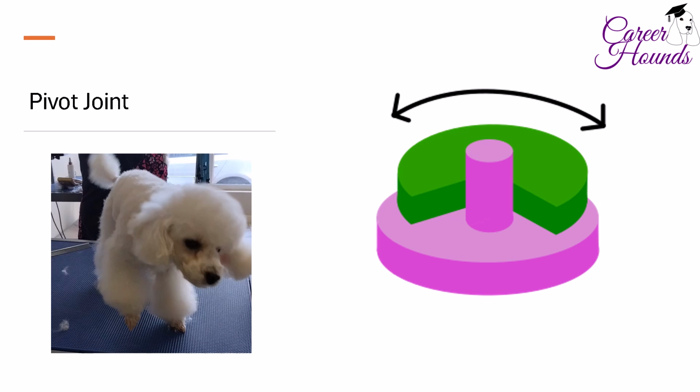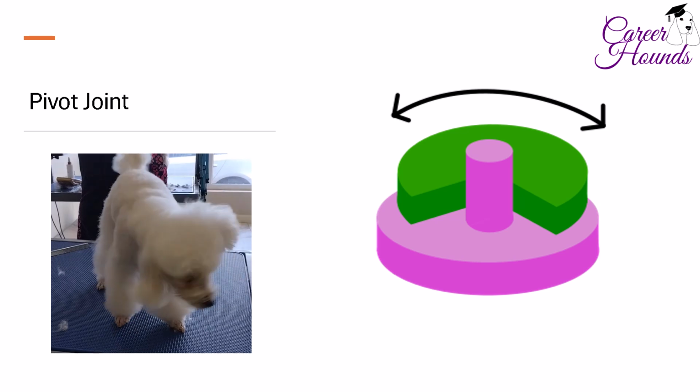Dogs have one major pivot joint, the atlantoaxial joint in the neck. This joint is located between the first and second cervical vertebrae in the spine. It allows a dog to rotate its head from side to side, as when looking around or shaking its head.